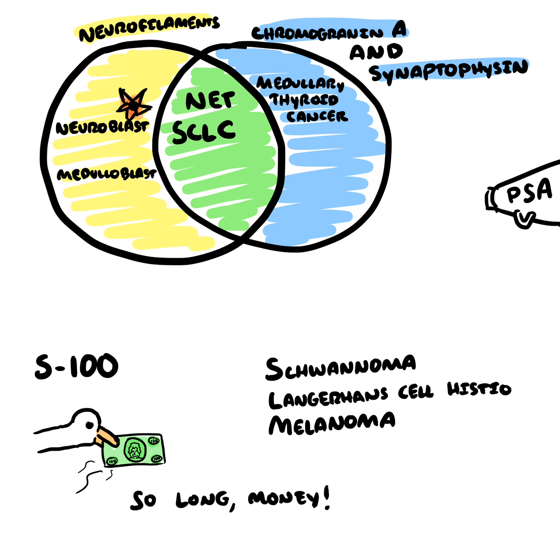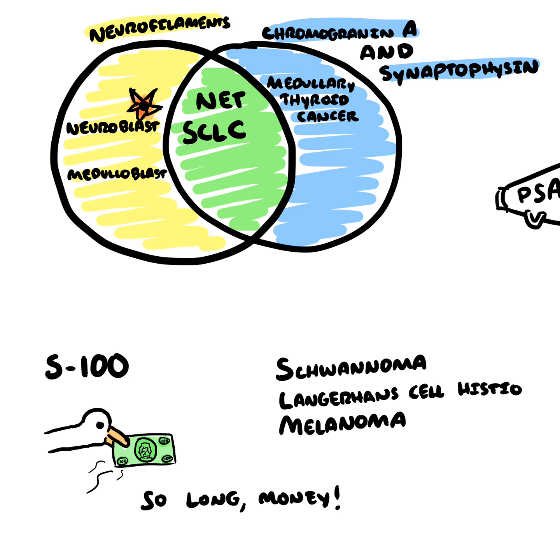All right, this one's my favorite one right here, S100. S100 is a marker of neural crest cells. So if you know that it's neural crest cells, you could probably get away with knowing that and answering a question correctly based off of that. But I think that this mnemonic is awesome. So here's a swan, right? And the swan's taking the money. So it says, so long, money. So just remember a schwannoma.